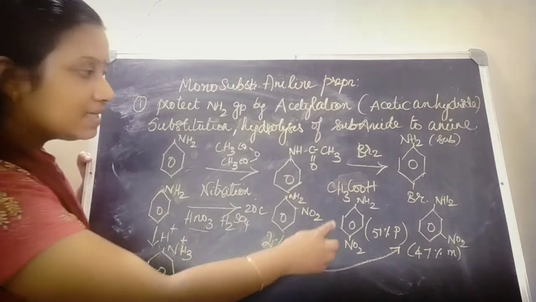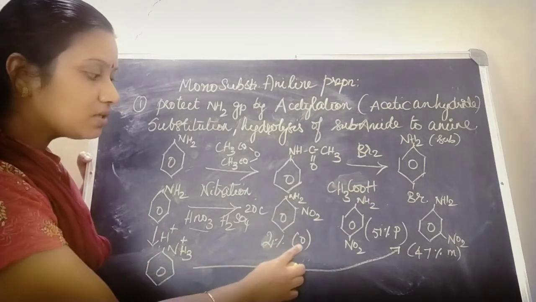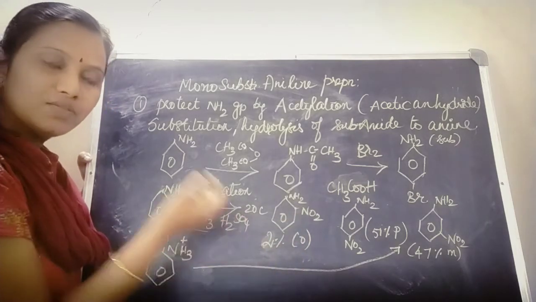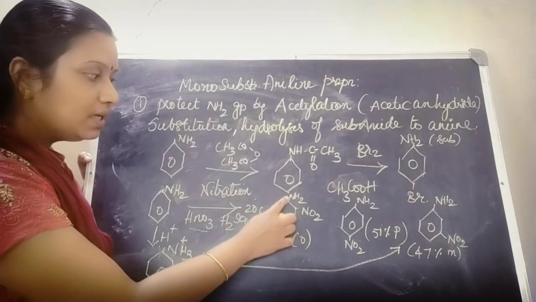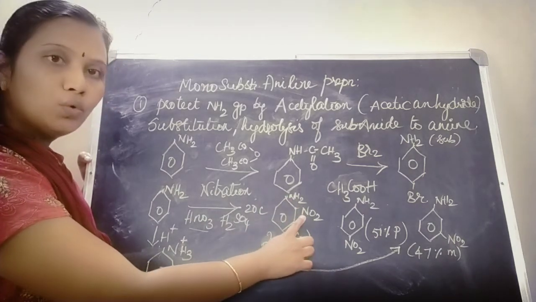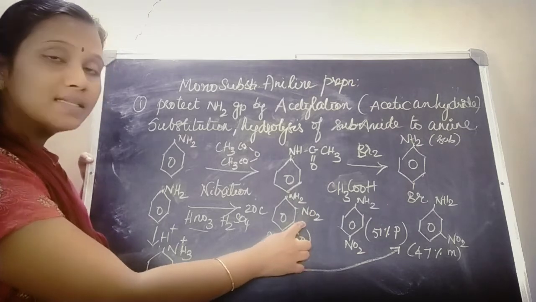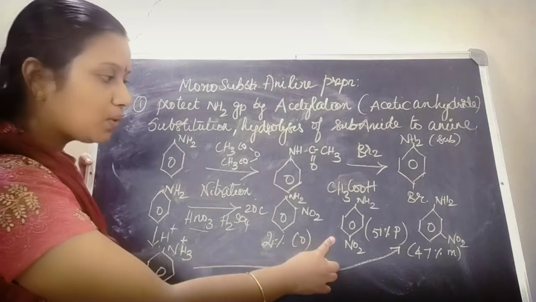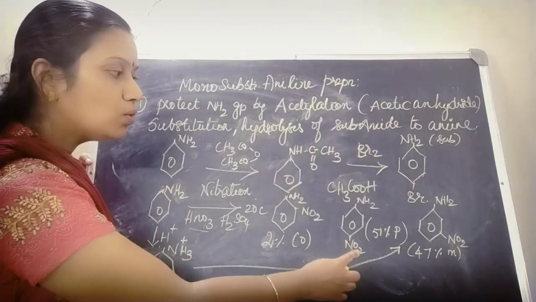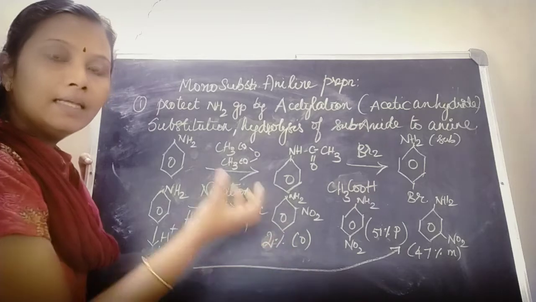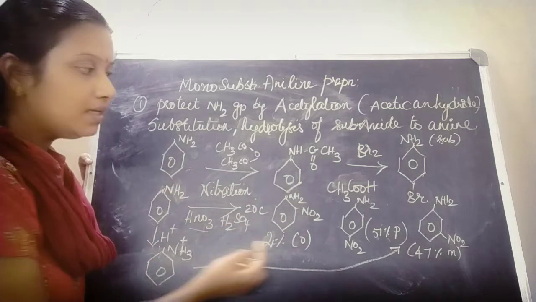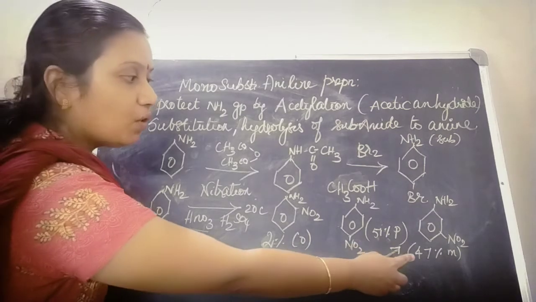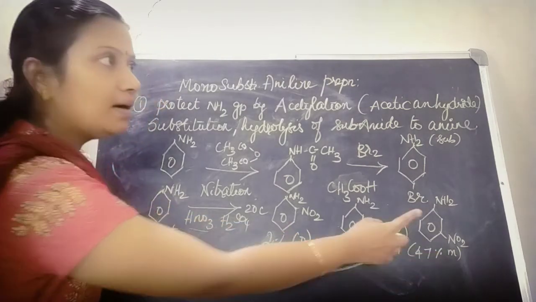This structure is ortho-nitroaniline. It is very small in amount, only 2%. NO2 is attached next to the NH2 group, which is the ortho position. Now look at the second product, where I have attached the NO2 group in the para position. This is produced in large quantity: 51% para-nitroaniline, and 47% meta-nitroaniline.